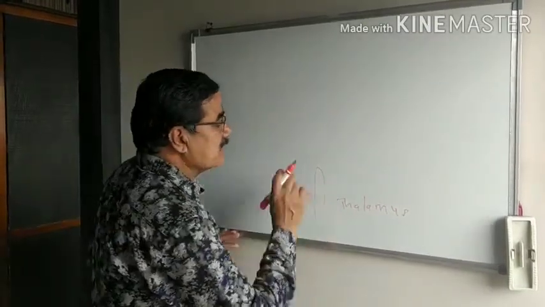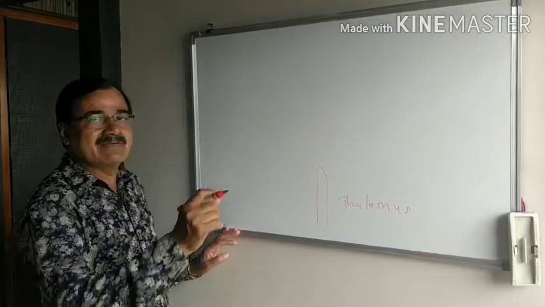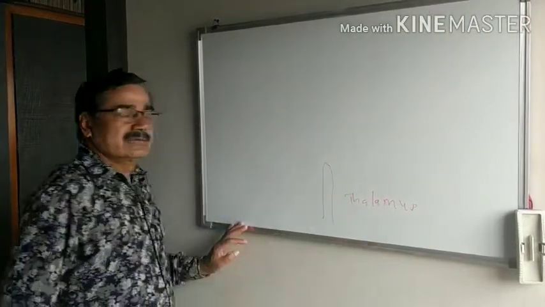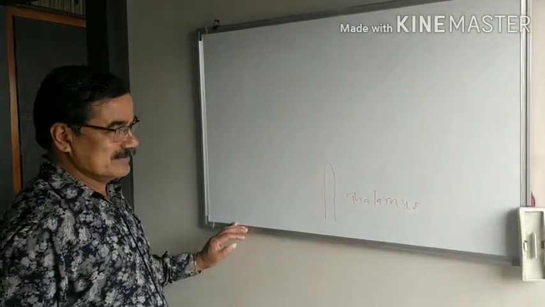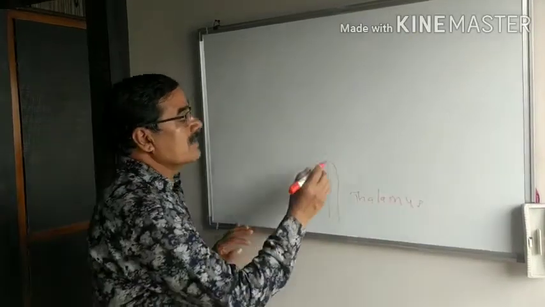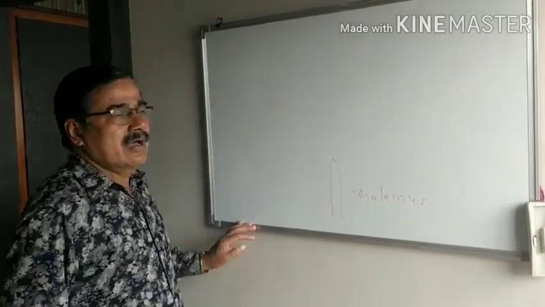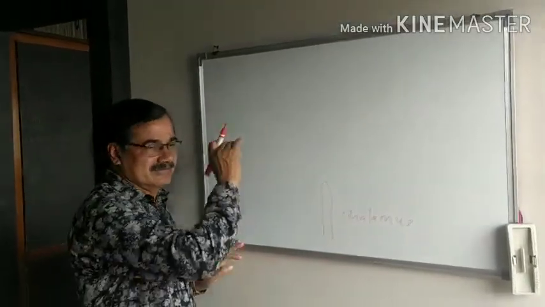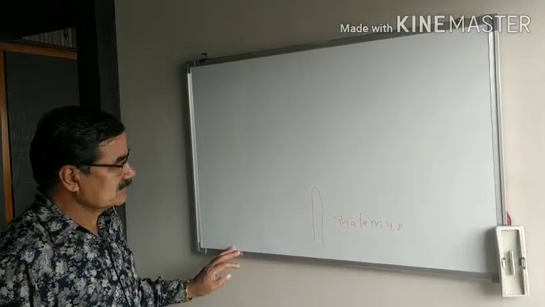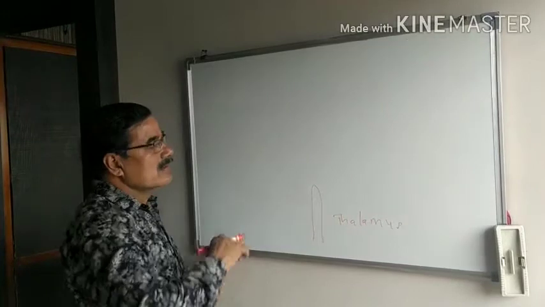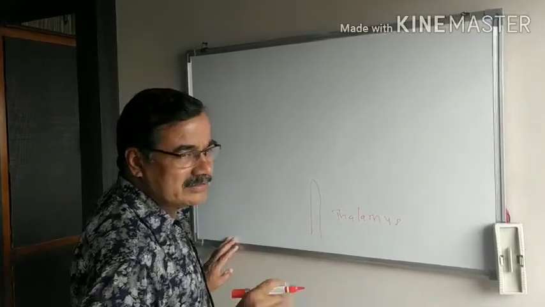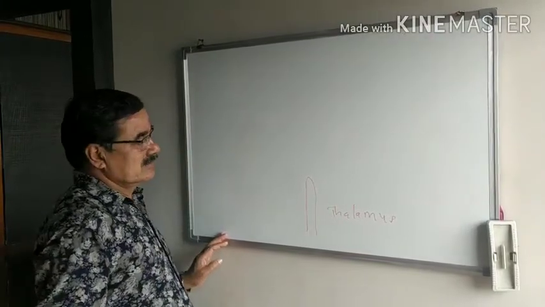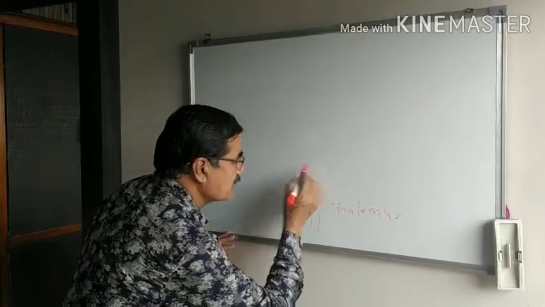In some flowers, thalamus is elongated. In some flowers, thalamus is conical shaped. In some flowers, thalamus is knob shaped. On the thalamus, the different whorls are present, the floral whorls. The parts of the flower are known as the floral leaves. These floral leaves are arranged spirally on the thalamus.